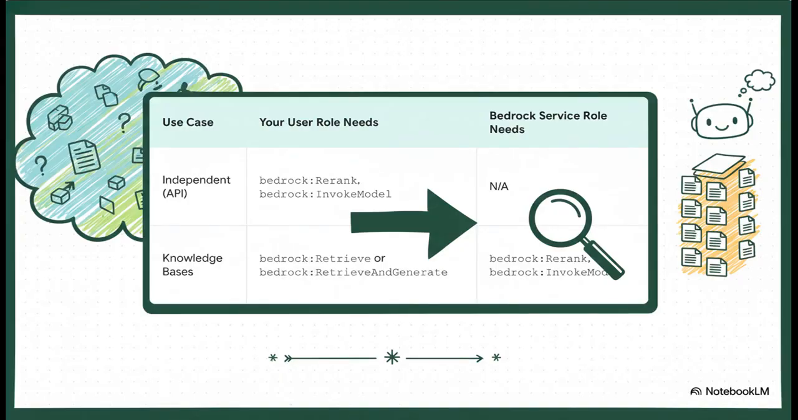So let's just break it down. If you're calling the API directly for a custom app, your user role just needs Bedrock re-rank and Bedrock invoke model. That's it. Simple. Now, if you're using knowledge bases, your user just needs the standard retrieve permission. But, and this is the key part, you have to make sure the Bedrock service role has permission to call the Reranker model on your behalf. The good news is the console often helps set this up for you.